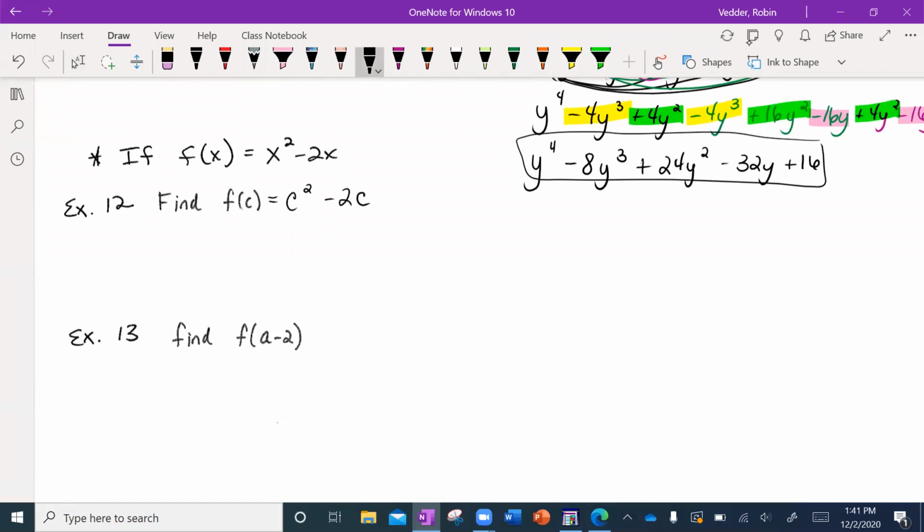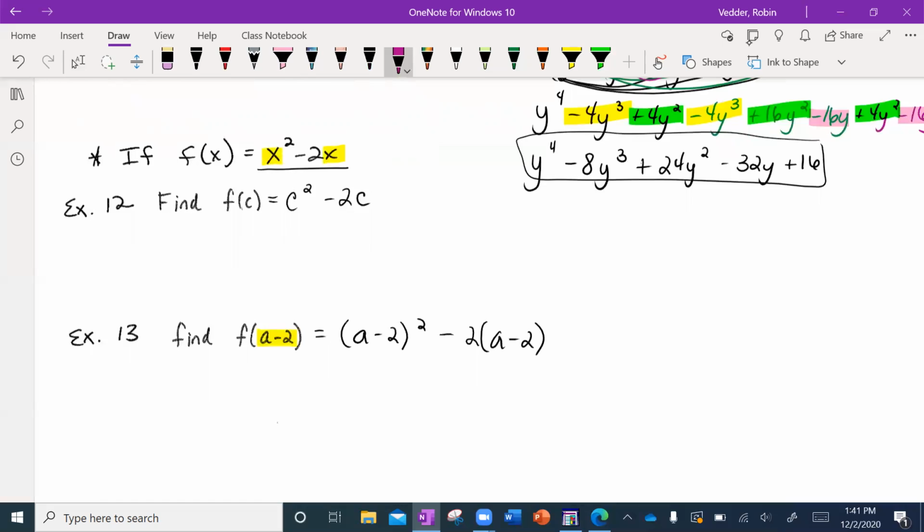So if we have something like f of a minus 2, we're going to use the same function. We use function f. But in place of x, we're going to put a minus 2. So it becomes a minus 2 squared minus 2 times a minus 2. So notice, guys, we are taking a minus 2 and replacing x with it. So everywhere we see an x, I put in a minus 2. Now that we've done that, we can go ahead and multiply.